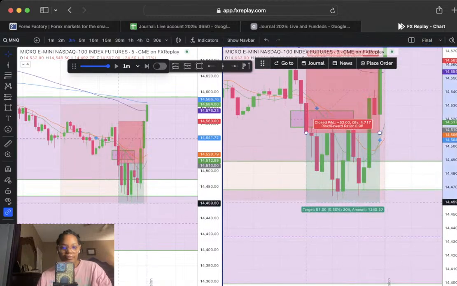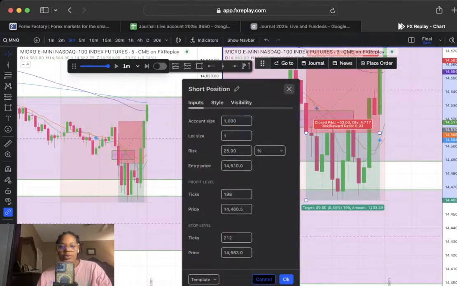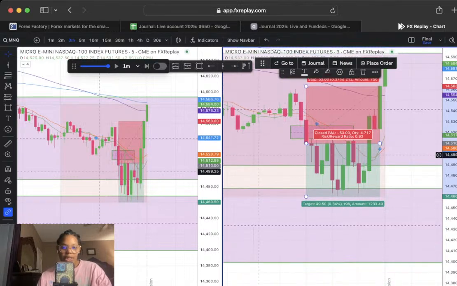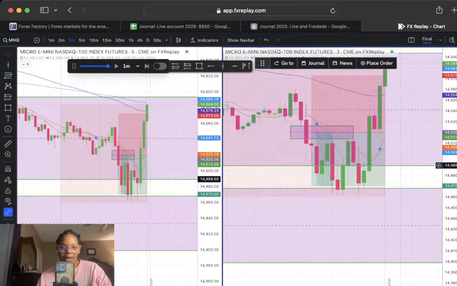Let's see. No, we just got fucked. Unless we maybe waited for it to pull back into the fair value gap, which I might start doing, and then we got hit.